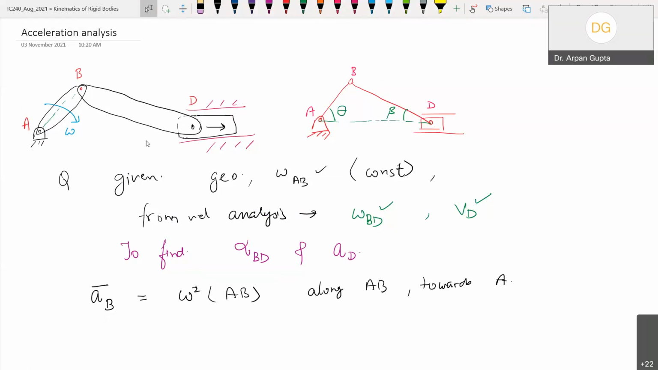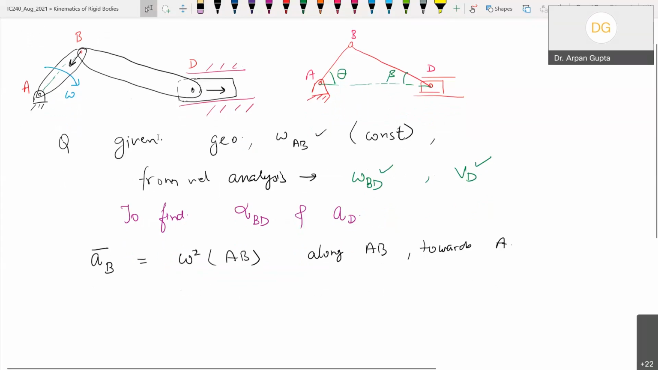So this is the centripetal acceleration of point B, because considering the pure rotation of rigid body AB about point A, point B has omega square r acceleration directed towards the center, right? So this is the acceleration. This is one thing that we know completely.